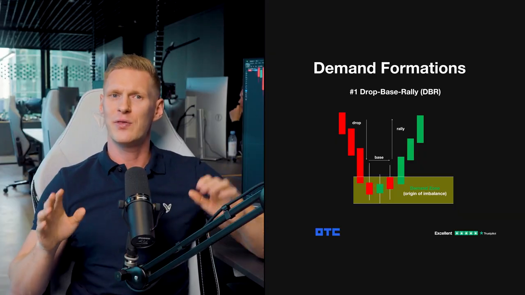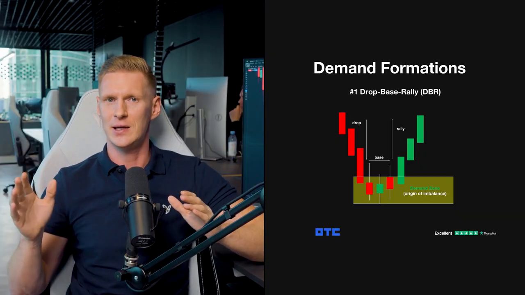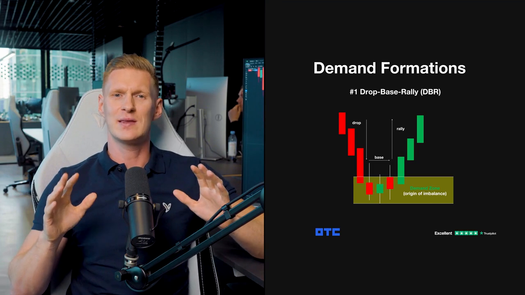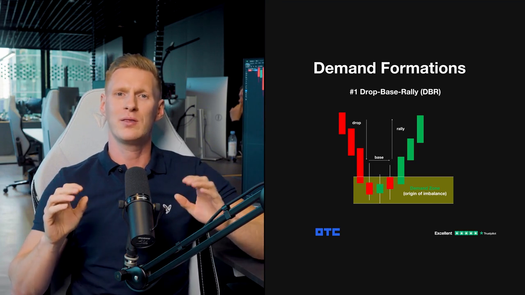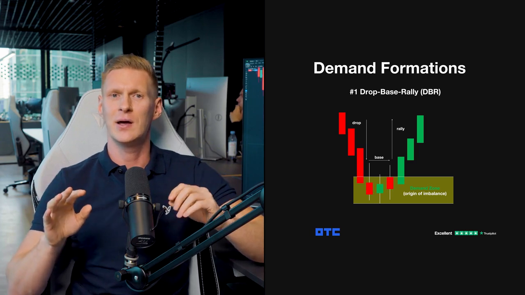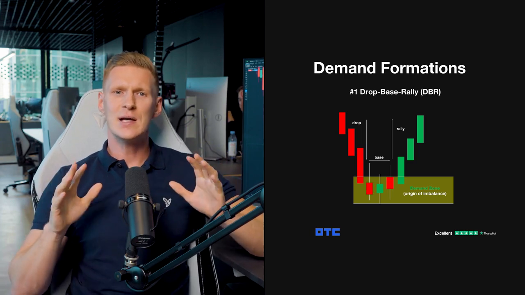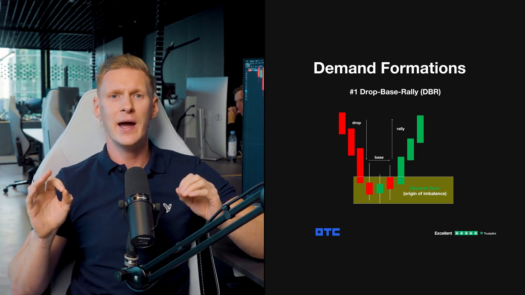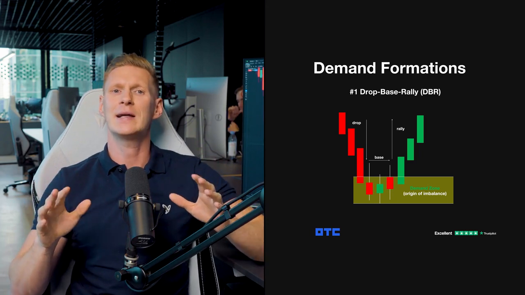Now, what do we do with these demand zones once we have identified them? How do we act in the market? Let's examine each formation individually, starting with a drop, base, rally, U-shape. After spotting this pattern, we pinpoint the base, the origin of the imbalance, then highlight that area and mark it with two lines. This is our demand zone, signifying where buy orders are likely clustered.